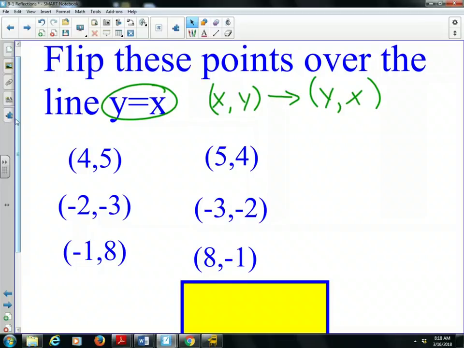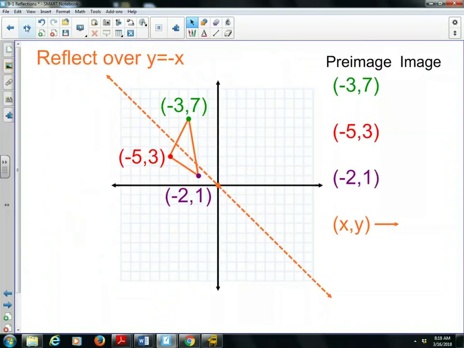Okay? All right, for the next one, it's over the line y equals negative x. So for the line y equals negative x, now our reflection is this line. Okay? So I'll tell you what that transformation looks like.